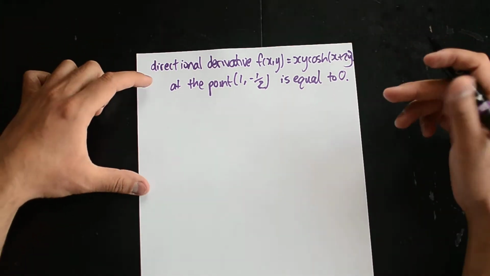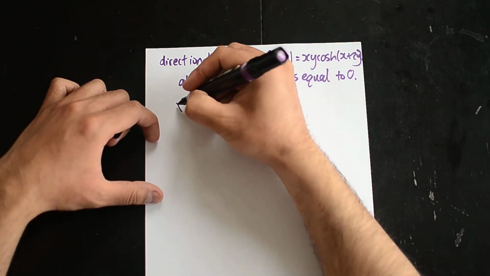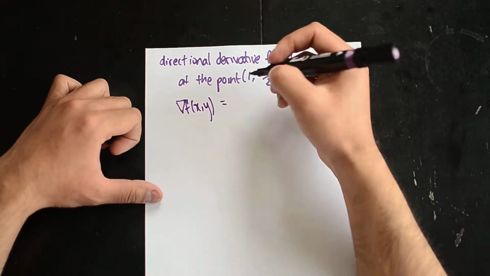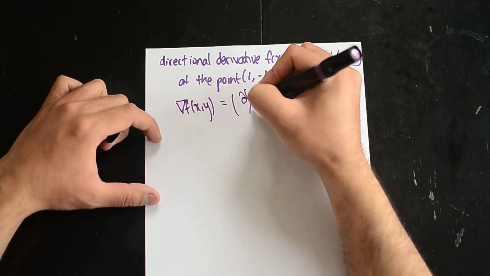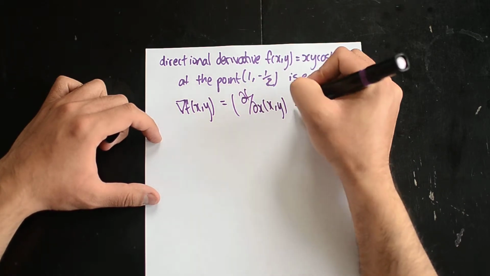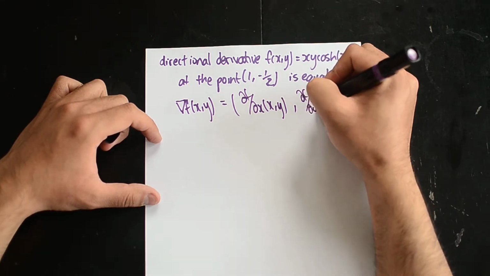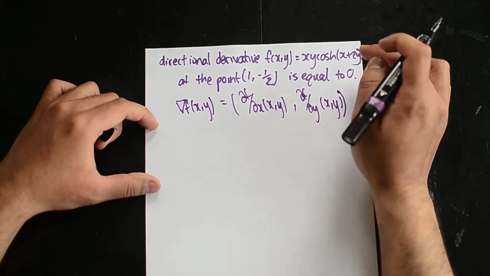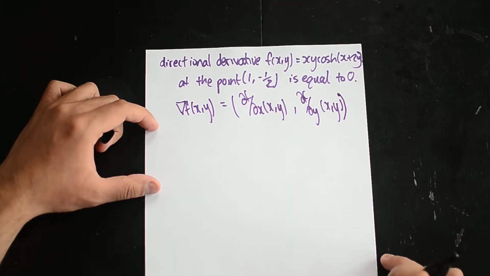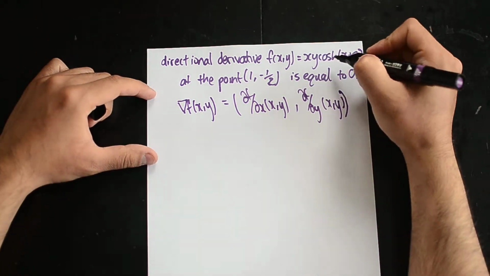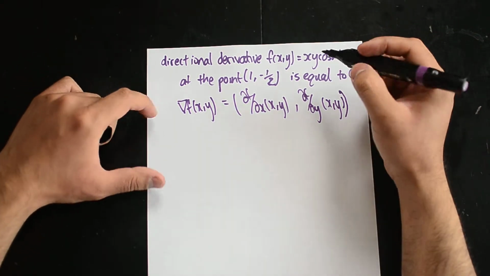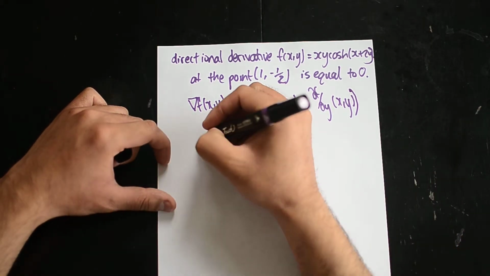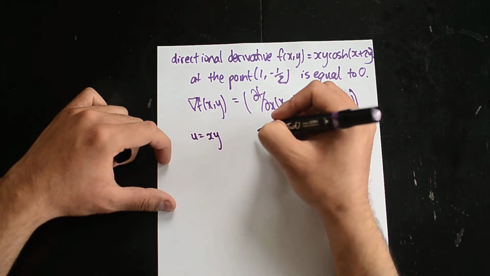So to begin something like this, the first thing that you need to do is find the gradient of f(x,y), which would look like something like this. So we're going to have to differentiate this in terms of x and differentiate this in terms of y. Unfortunately, there's an xy cosh(x + 2y), so that means we have to do the product rule for df/dx, and we have to do the product rule for df/dy. So I'm going to quickly go through that.